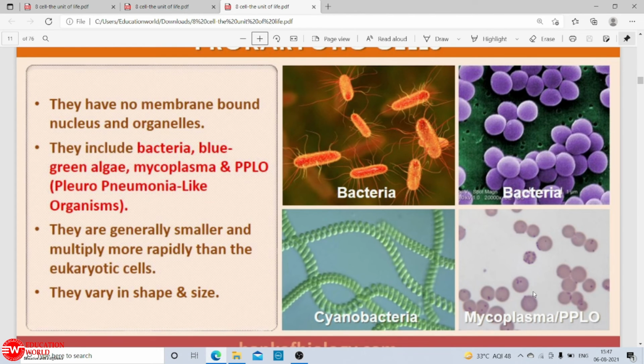The prokaryotes have a cell wall which is made up of a special kind of material called peptidoglycan, which is also known as murein or mucopeptide. And they are usually immortal because natural death is not there. They divide again and again, and they have a huge capability for asexual reproduction, primarily binary fission.